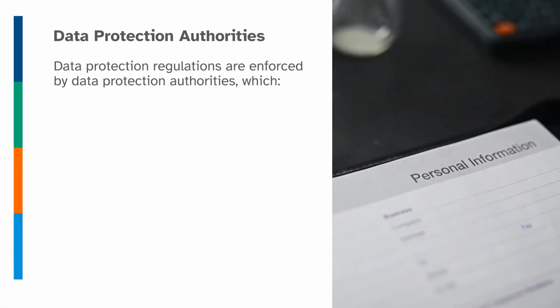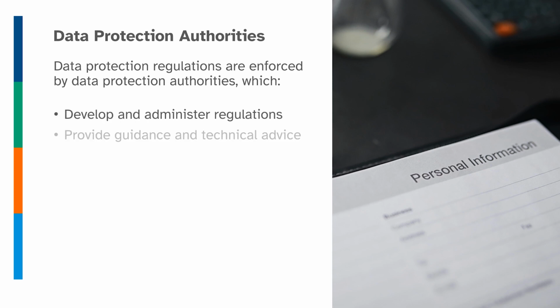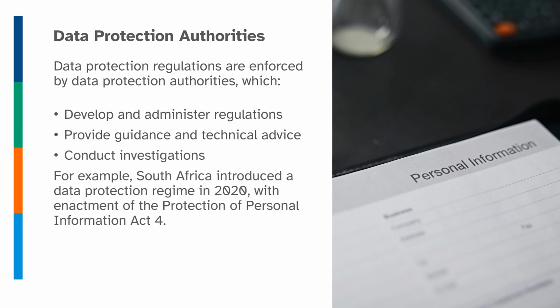Data protection regulations are enforced by data protection authorities, which develop and administer regulations, provide guidance and technical advice, and conduct investigations. For example, South Africa introduced a data protection regime in 2020 with enactment of the Protection of Personal Information Act 4. This includes administrative fines that could exceed $500,000, civil cases, and criminal liability.